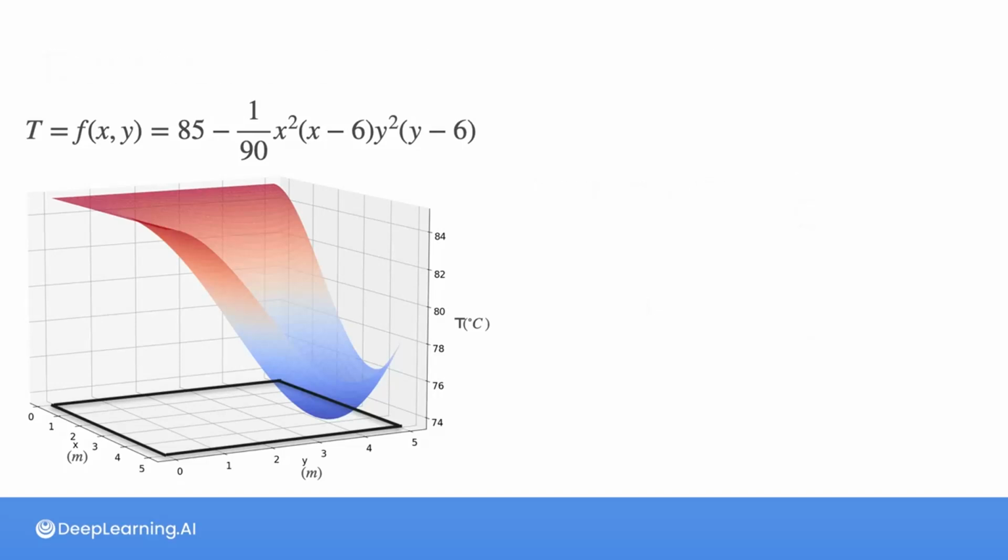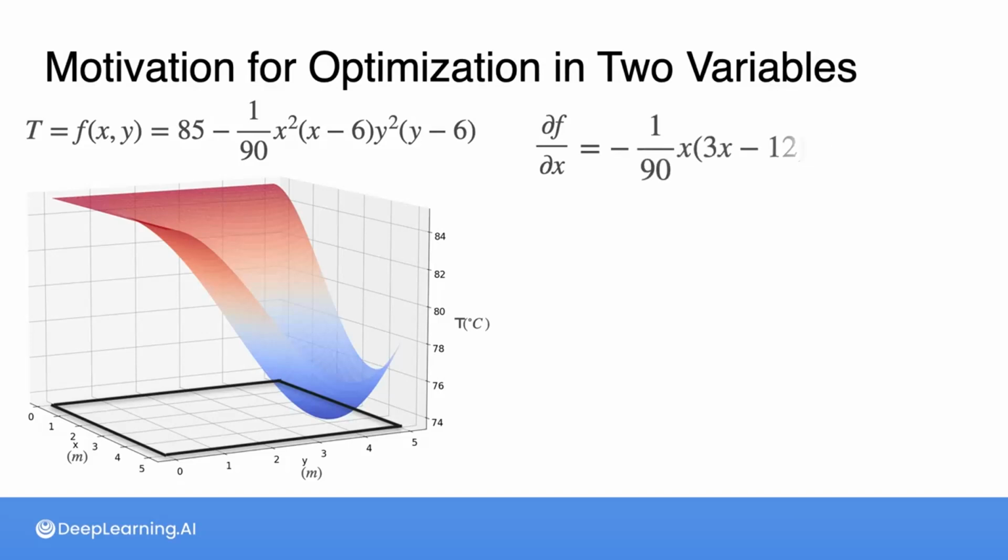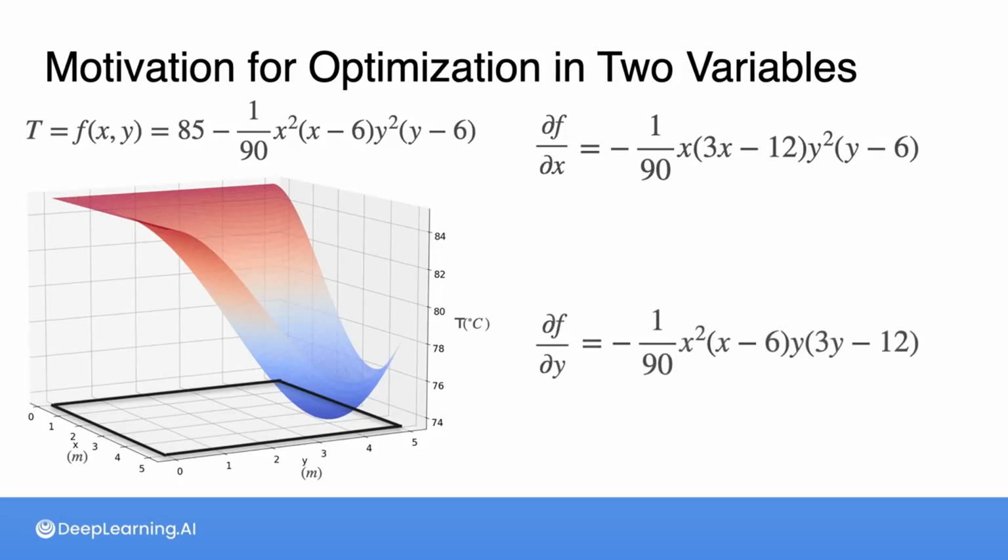The answers are: ∂f/∂x is minus 1 over 90 times x times (3x minus 12) times y squared times (y minus 6). That's the one you obtain by letting y behave as a constant. And ∂f/∂y is minus 1 over 90 times x squared times (x minus 6) times y times (3y minus 12). Those two are the partial derivatives.